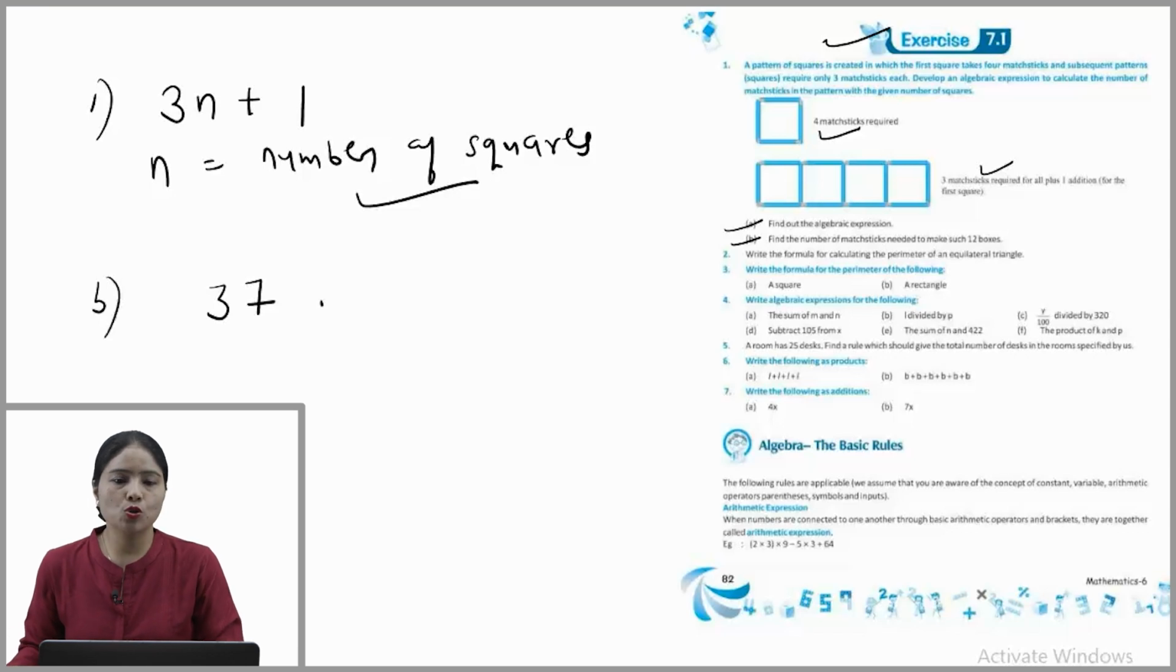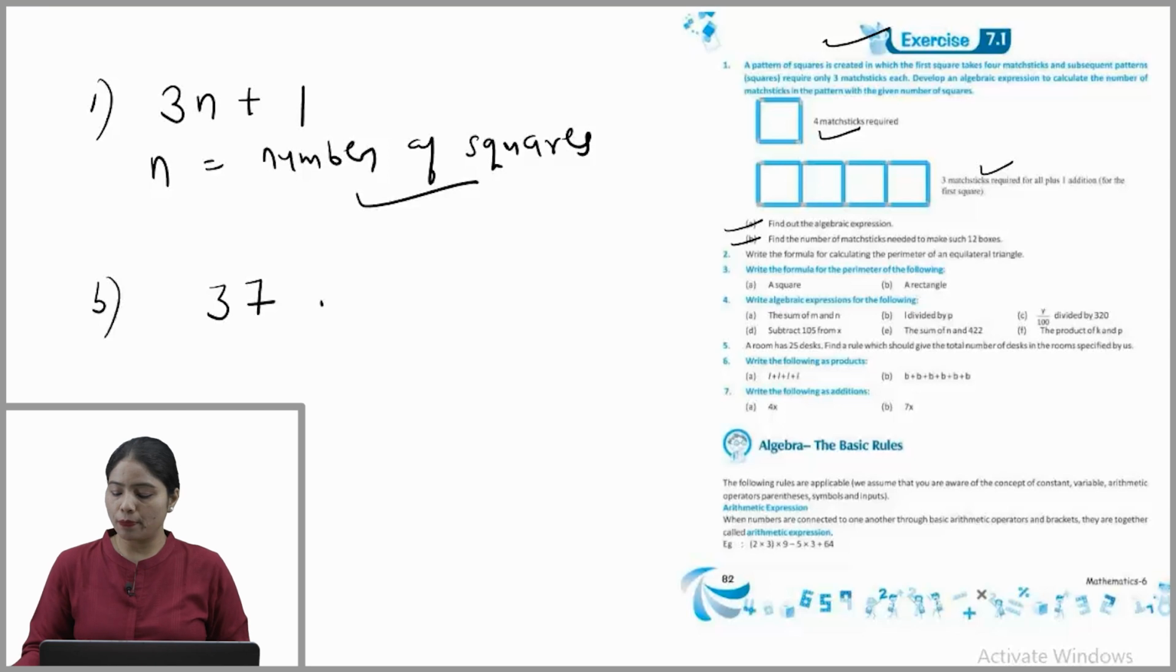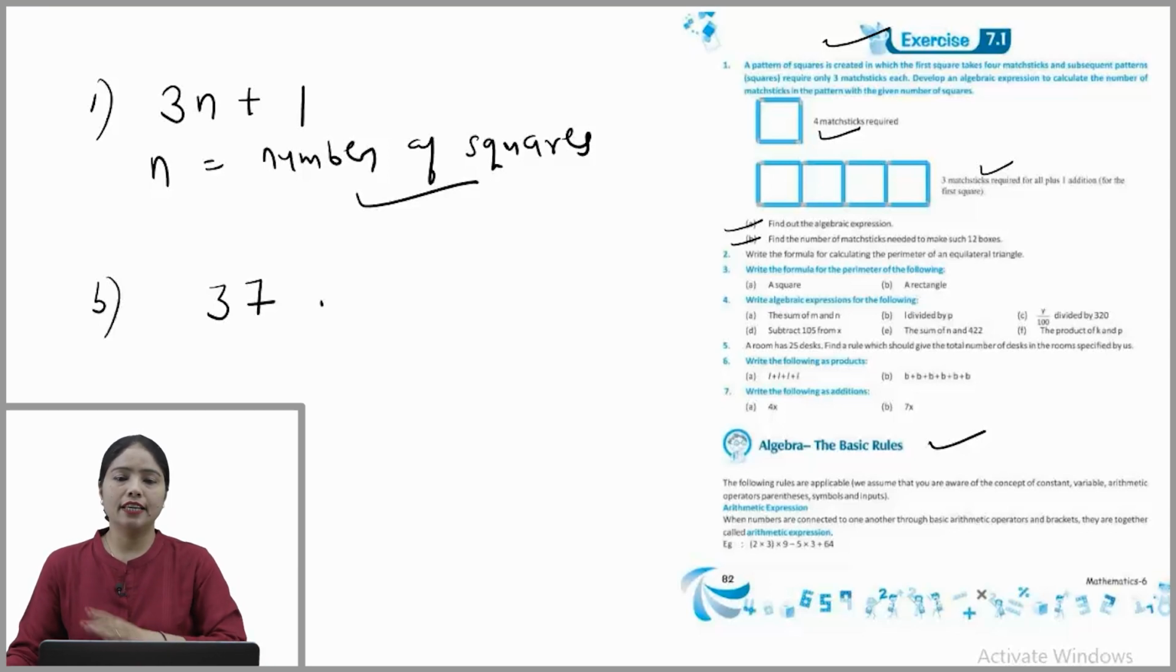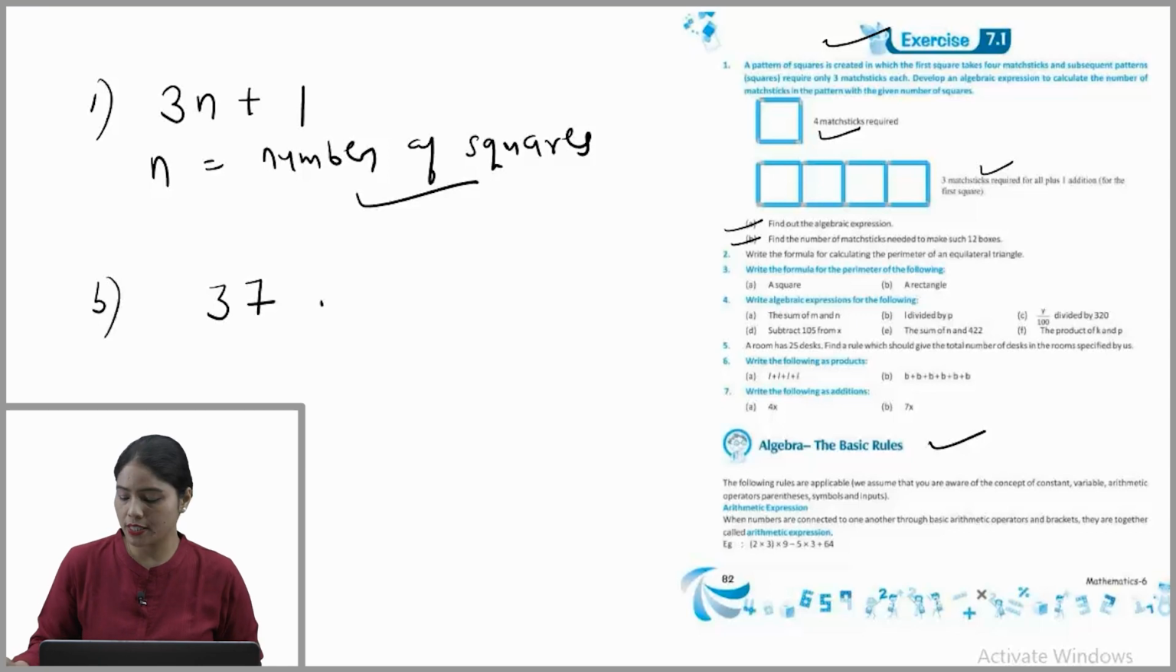So these are the other questions, beta, you have to complete them yourselves. So now move on to the next topic. This is algebra, the basic rules. The following rules are applicable. We assume that you are aware of the concepts of constant, variable, arithmetic operations, parentheses, symbols and inputs. So arithmetic expressions.